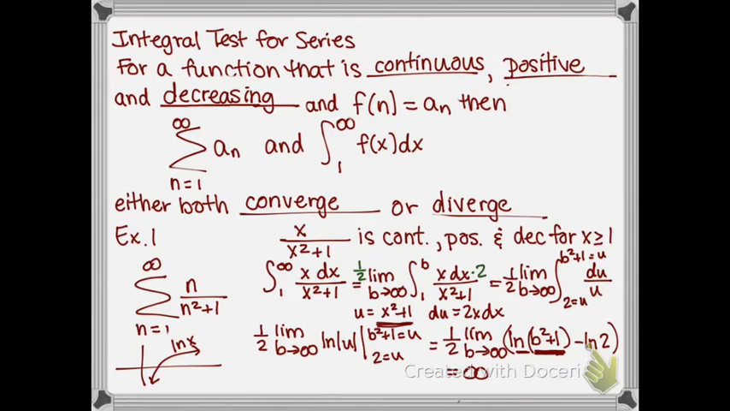Or in other words, he diverges. Does not have a finite value. So what does that tell us? That tells us, therefore, this series, n equals 1 to infinity, of n over n squared plus 1, diverges by the integral test.